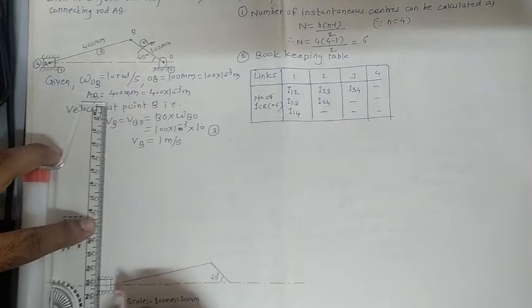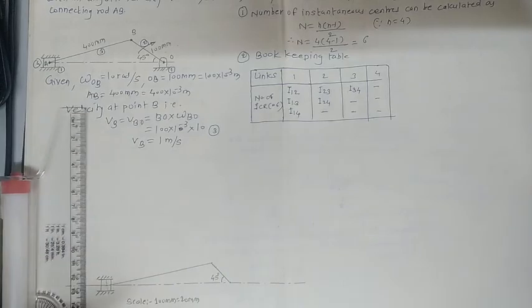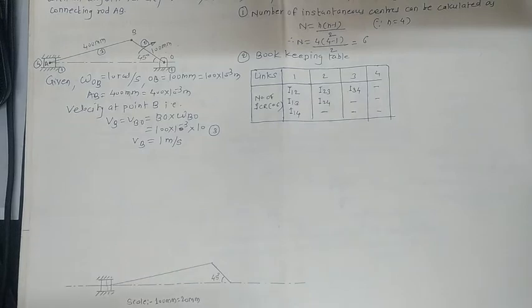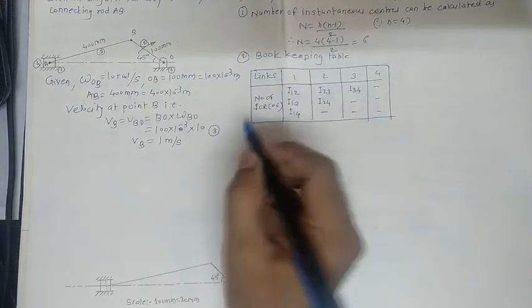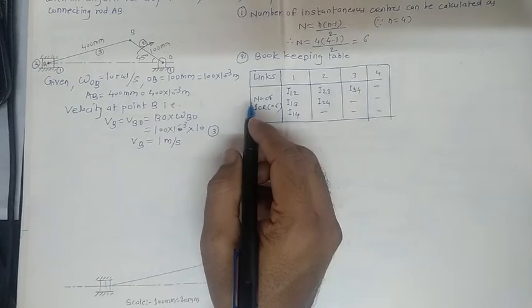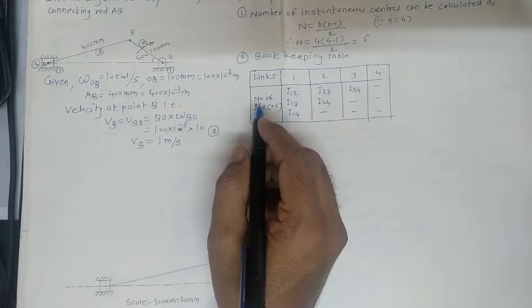Now once the redrawing of this diagram is over, just focus on the table carefully. The table gives us information regarding the names of the instant centers. So start locating those instant centers with the help of the different steps given. In step number 3, you have to locate the fixed and permanent instant centers.